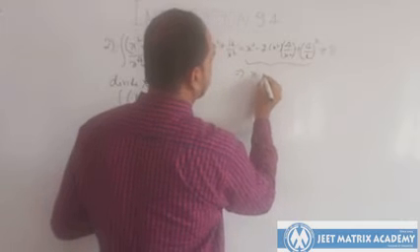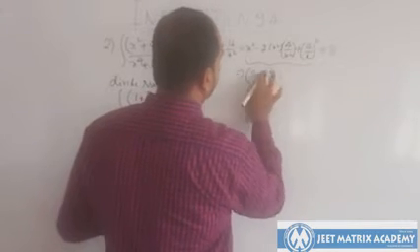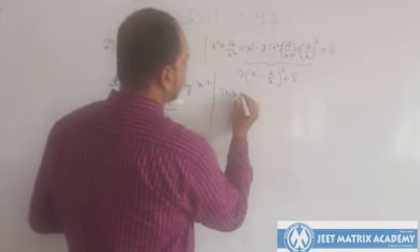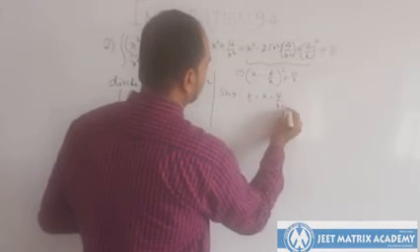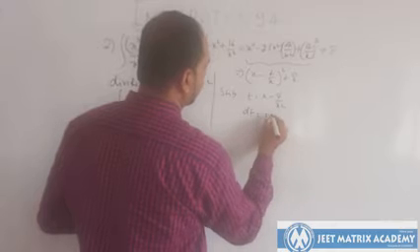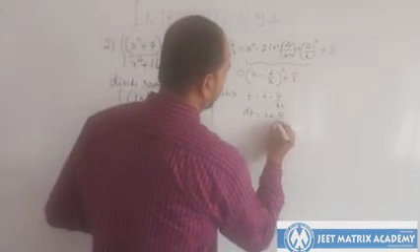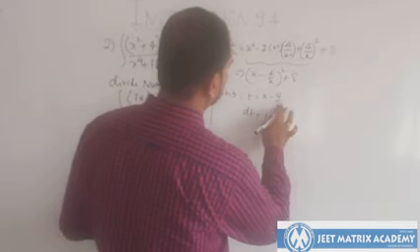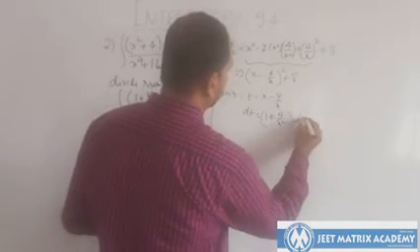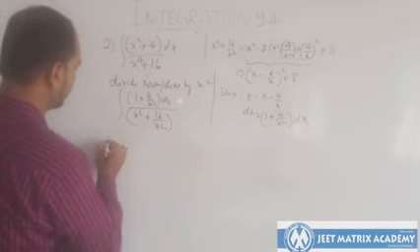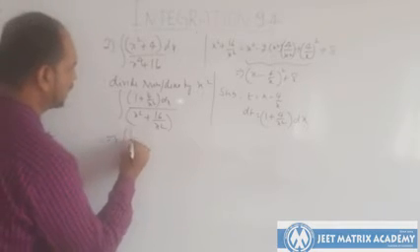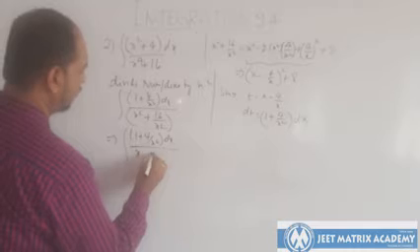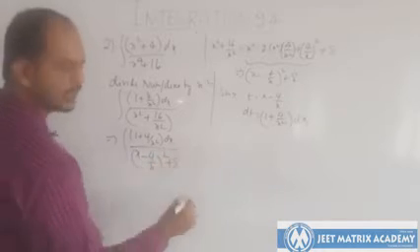This part I can write as (x minus 4 by x) whole square plus 8. Substitute t as x minus 4 by x. So dt equals 1 plus 4 by x square dx. Now things become easy. So I can write (1 plus 4 by x square) dx divided by (x minus 4 by x) whole square plus 8.